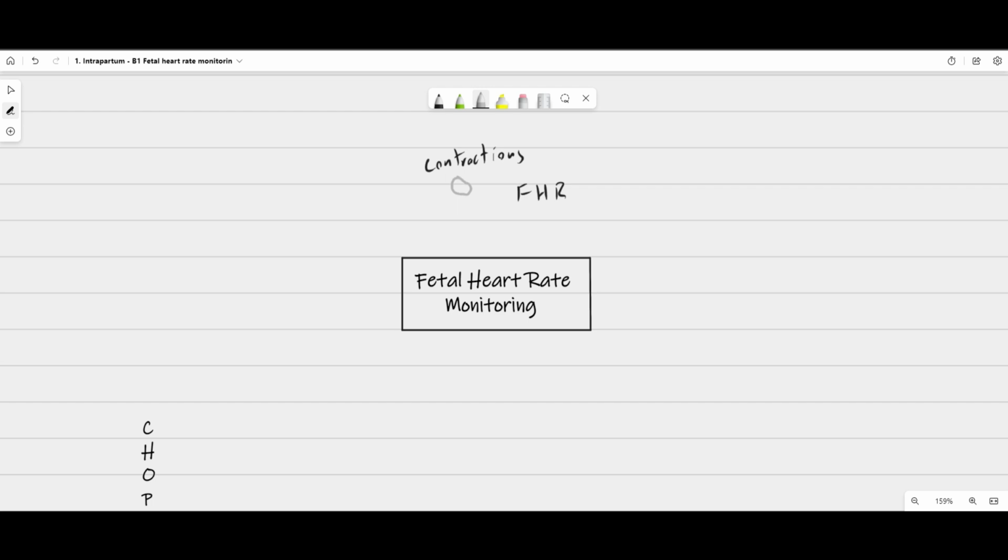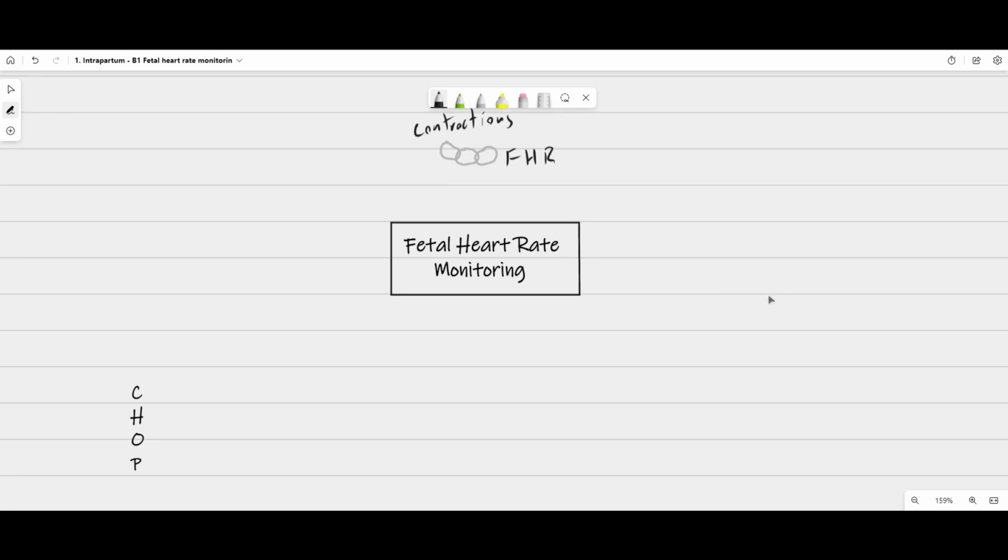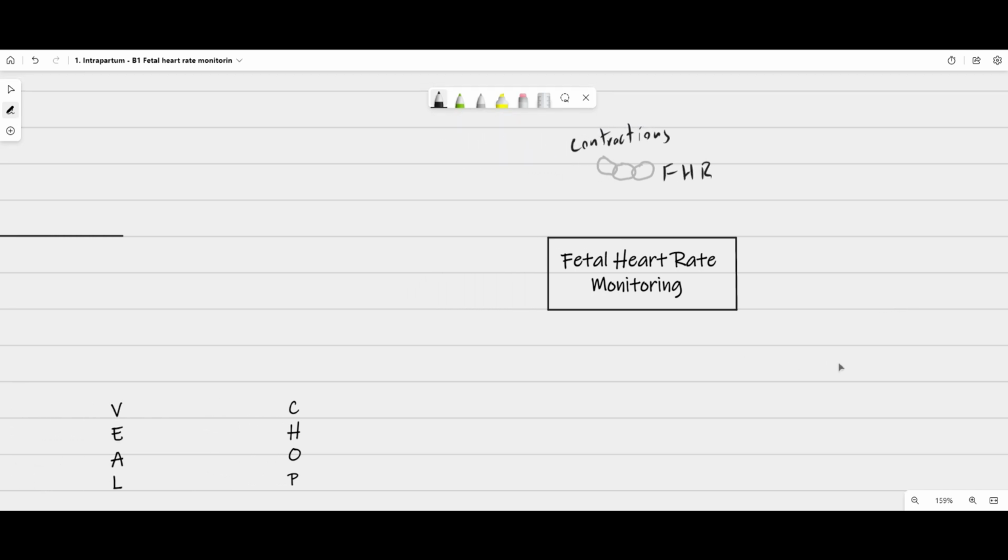So mom has a contraction. I can draw little chains here, say we're looking for the link between the two of them. So mom has a contraction. What is the baby's response in terms of their heart rate? Because that's going to give us information about how well their overall status is in terms of general health. It's going to give us an idea about their oxygenation, if there's going to be any other issues going on with them. And we're going to be looking for a couple specific things.